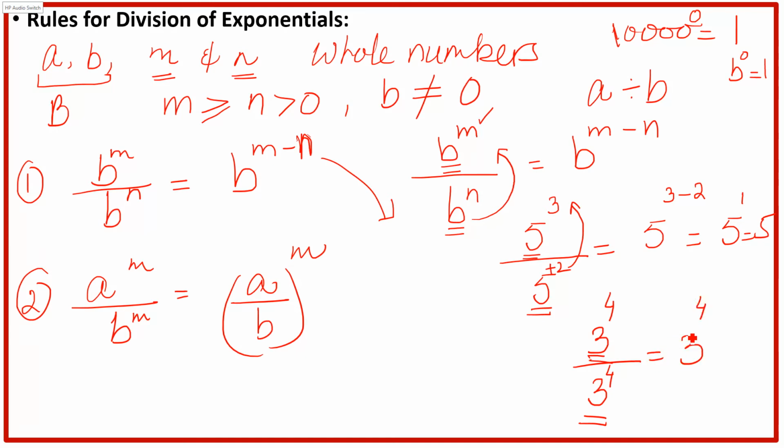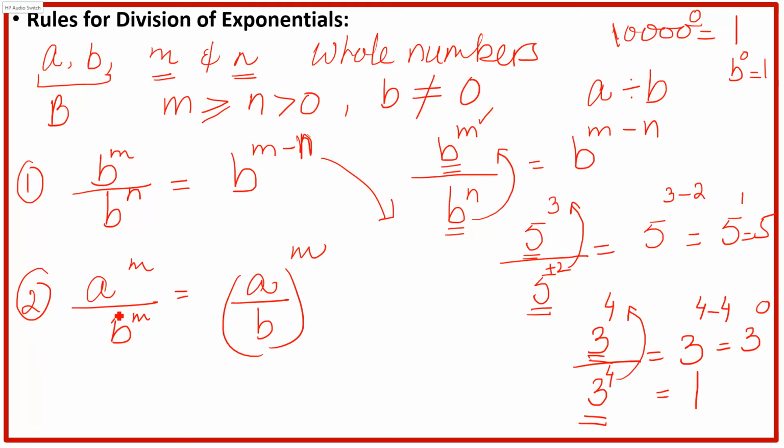We will just take the exponent from the denominator to the numerator, and the sign will change. It is positive 4, it will be negative 4. 4 minus 4, which is equal to 3 raised to power 0. And I told you the exponent 0 of any number is equal to 1. We will solve a few more questions related to these rules of division of exponentials in the next lesson, then our concept will be clearer.